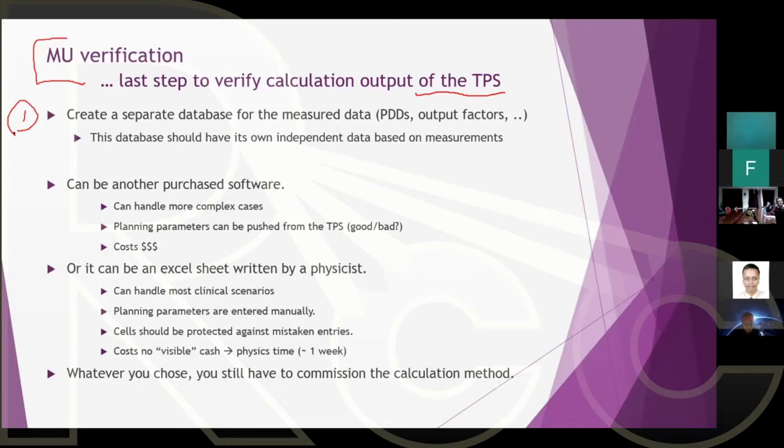And the database that you have for this MU check should also be independent, meaning don't take the PDD and output factor or the model from the planning system and put it here in your MU check software. It's always better to go back and use the output factors that you measured in the water phantom. And by the way, if you buy a software, the software itself requires commissioning.